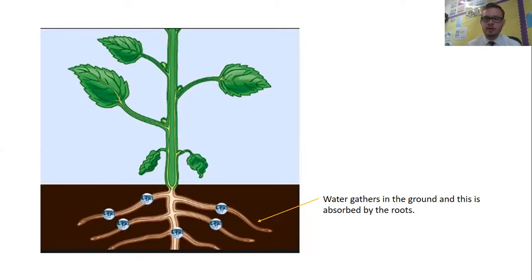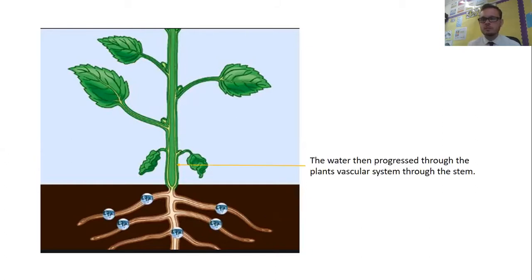So water gathers in the ground, it absorbs into the ground in the soil, and this is absorbed by the roots, the same way that they get the nutrients as well. So although when you see water and rain falling and it looks lovely on those leaves, it's actually in the soil that they absorb the water. So they get into the roots through the soil.